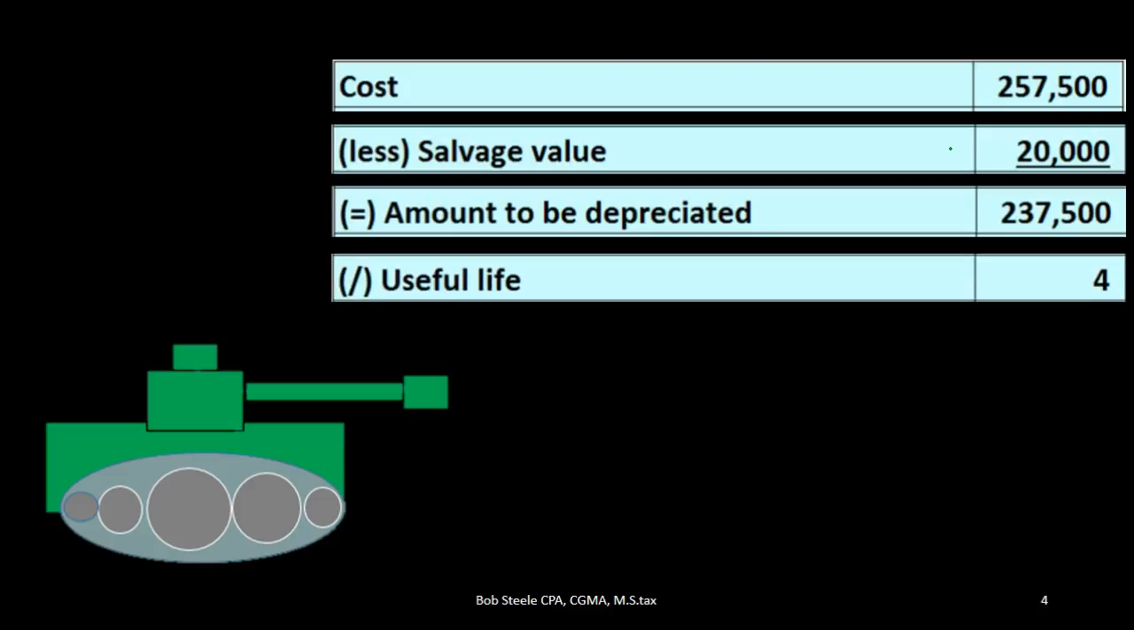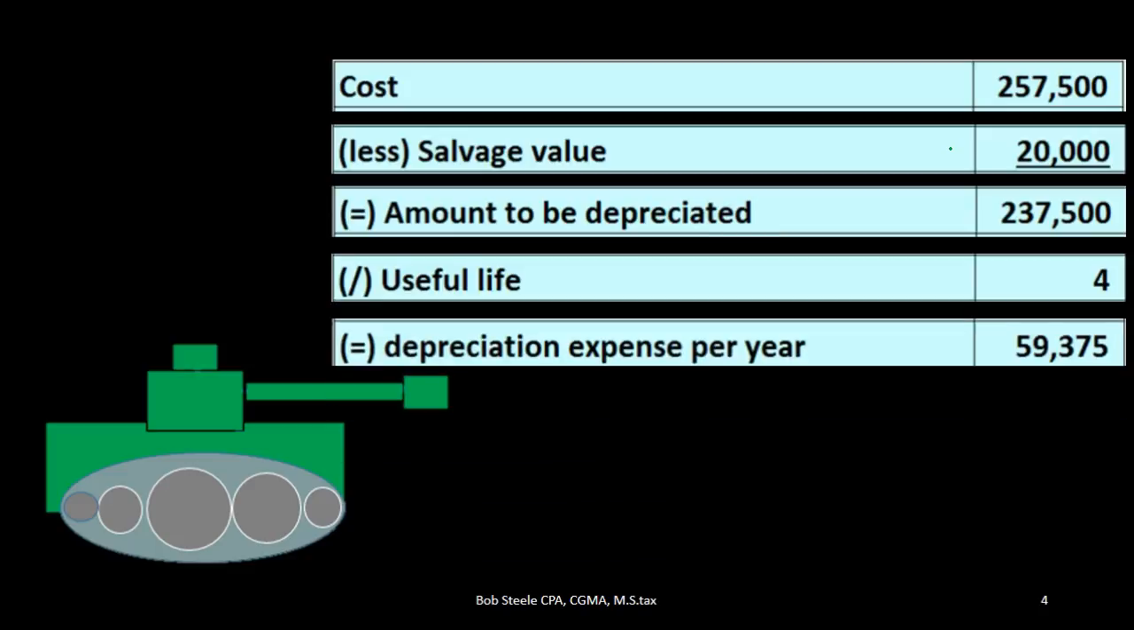We're going to assume this time a useful life of 4 years. So we're going to say, hey, we're going to use this thing for 4 years for whatever we're using it for in order to help us generate revenue, and then we're going to scrap it for $20,000. That means that we're going to have $59,375 in depreciation per year.